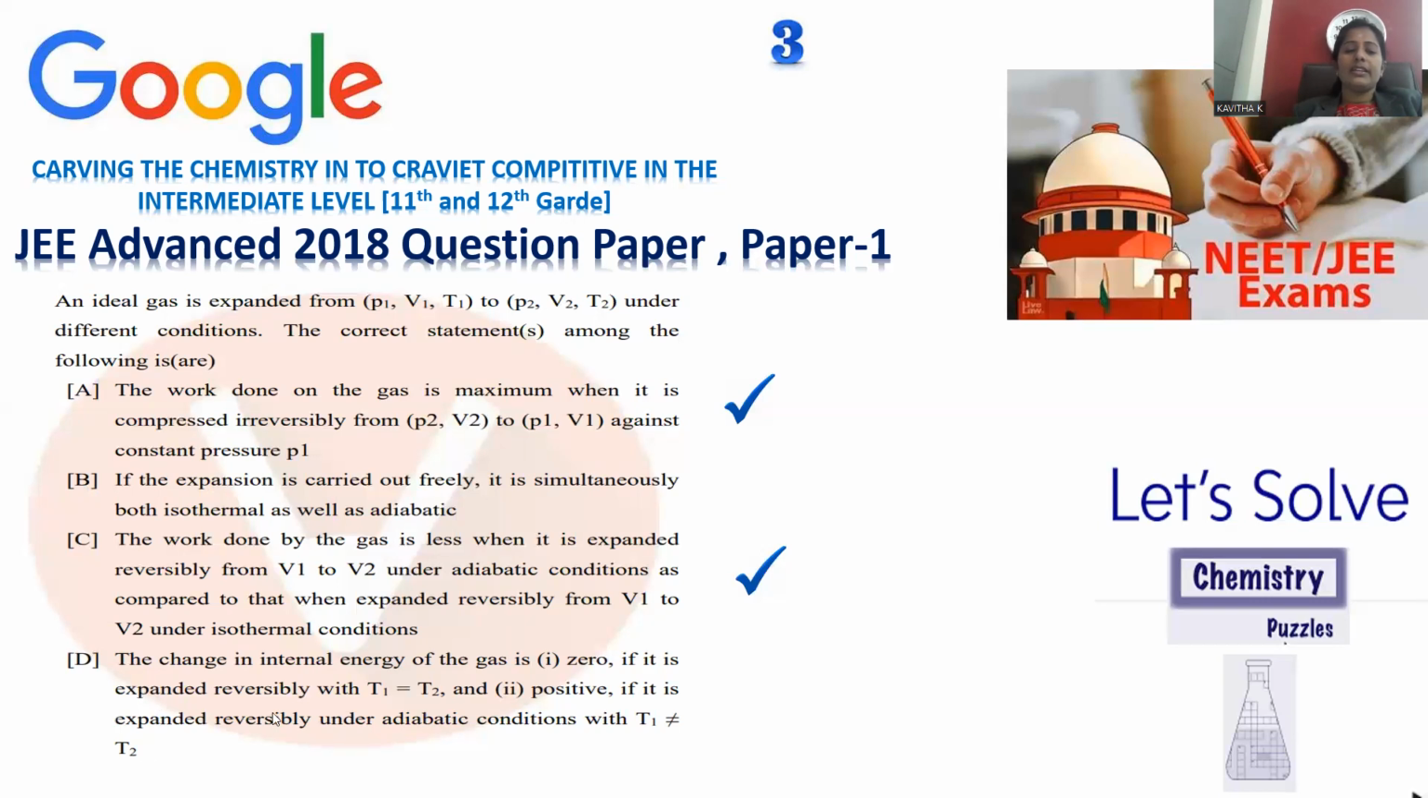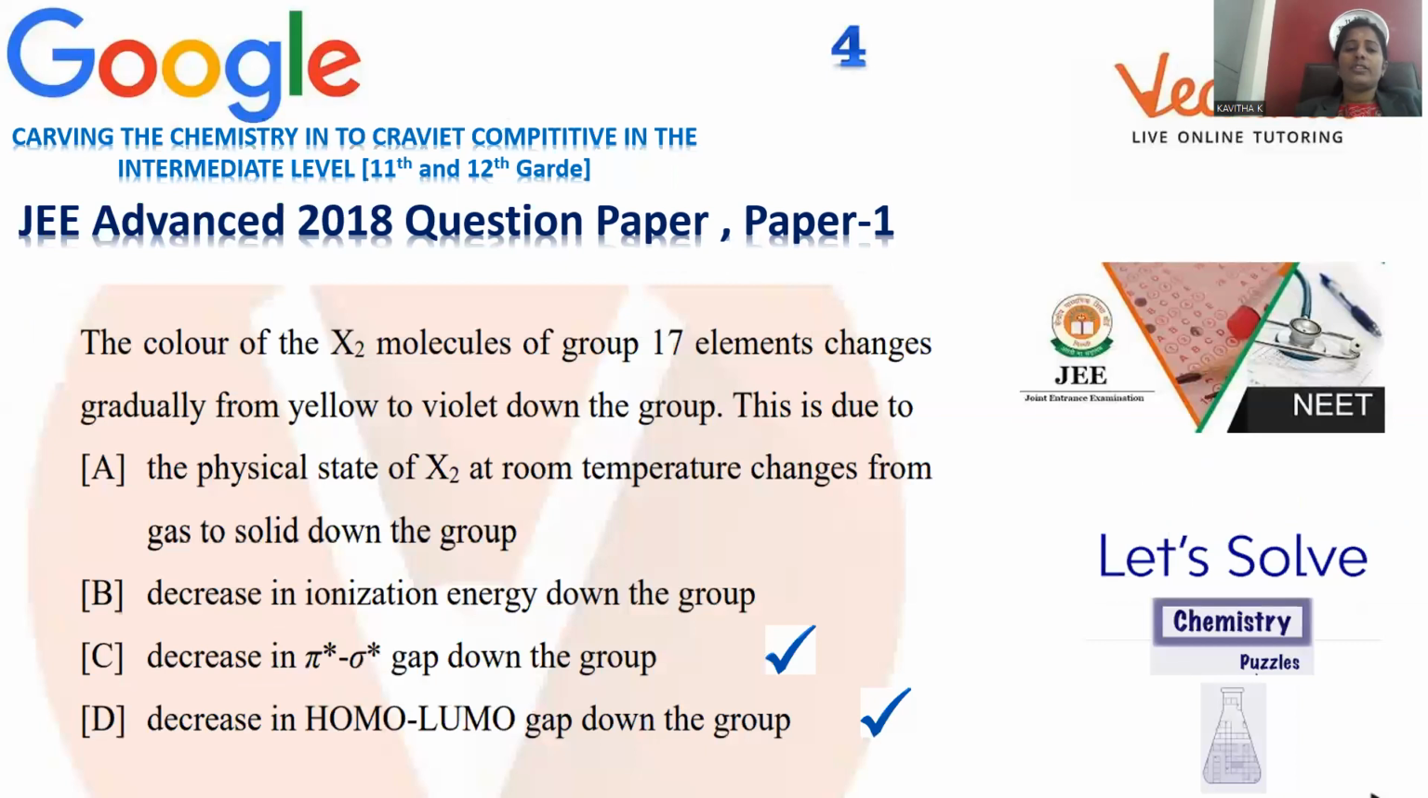D is not the correct explanation. A is correct and C is correct. For question number 3, option A is correct and option C is correct. Move on to question number 4.